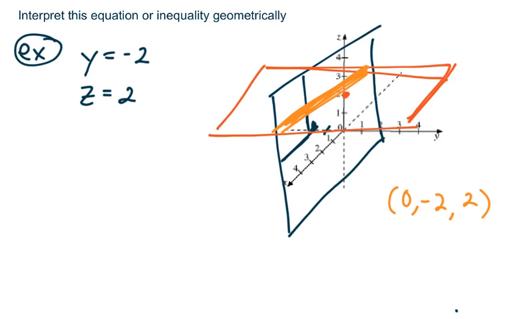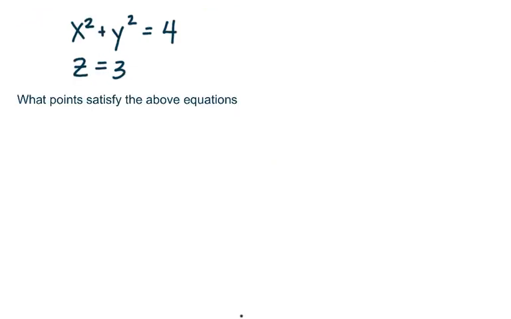You might want to get some practice visualizing these. I'm sure if you go on the internet and search a little bit, you can find a 3-space grapher that might help you think about visualizing these situations. So one more example. Here we have 2 more equations, x squared plus y squared equals 4, and then the plane z equals 3.